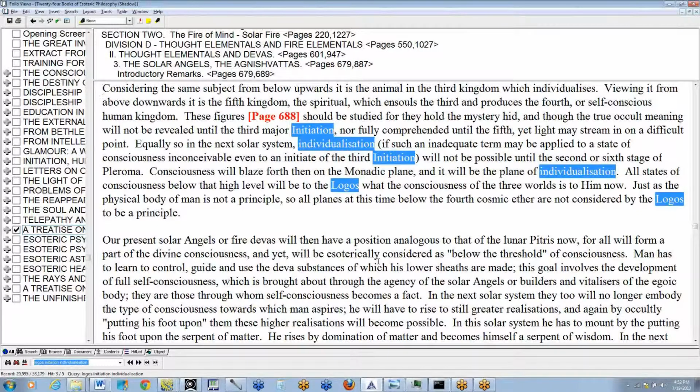Equally so, in the next solar system, individualization is such an inadequate term that may be applied to the state of consciousness inconceivable to an initiate. Even to an initiate of the third initiation it will not be possible until the second or sixth stage of pleroma. Well, we have much to learn, don't we?